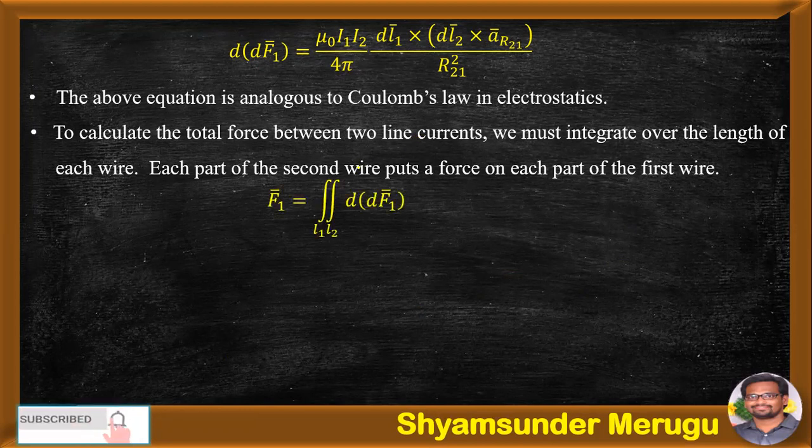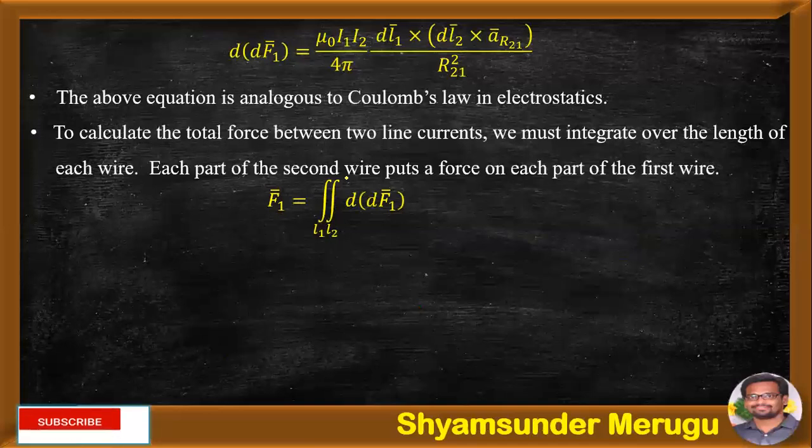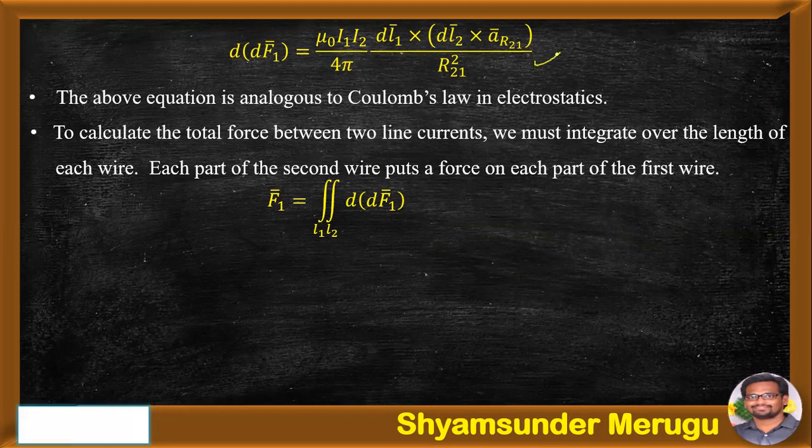So, in order to get the total force F1, that is the force exerted on the current element I1 dl1 due to the field produced by the current element I2 dl2, we have to double integrate the above expression so that we can get the total force exerted on the current element I1 dl1. So here we can write F1 bar equals double integral over L1 and L2 of dF1 bar. Now substituting the expression for dF1 bar as we obtained in the above step.